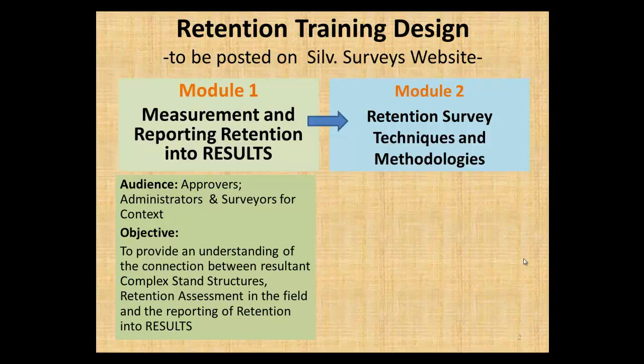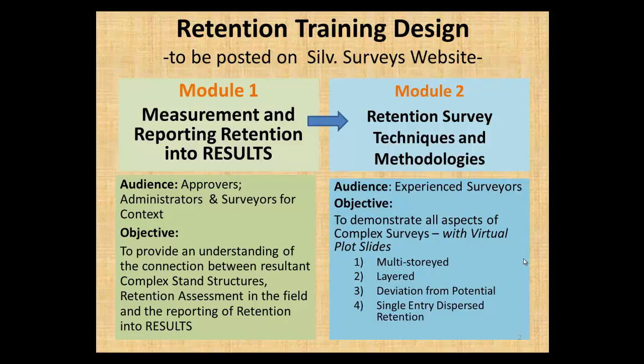So this module 1 is more for the approvers or administrators who are dealing with surveys and with information that's going into results in the context of reporting obligations for retention. The whole idea here is to provide some understanding of the connection between resultant complex stand structures that are resulting from treatments and planned treatments, or that we ended up inheriting. How do we assess those in the field, and then ultimately how does it get reported into results using the retention guidebook?